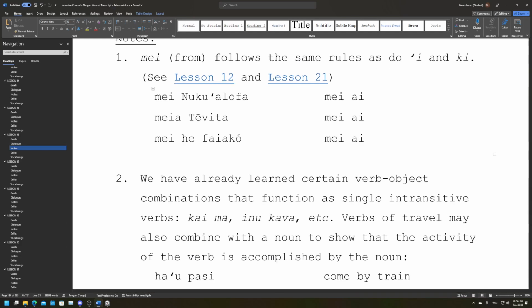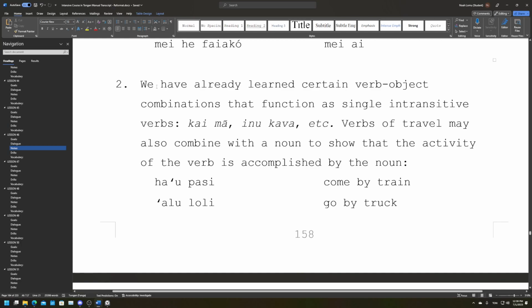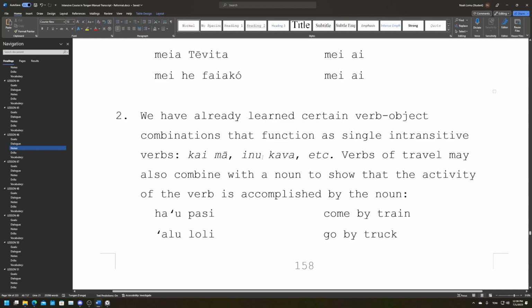Um, Malole, Aria. Hmm. So here we have already learned certain verb-object combinations that function as single and transitive verbs. So these are things we learned before, like kaima, inukava.